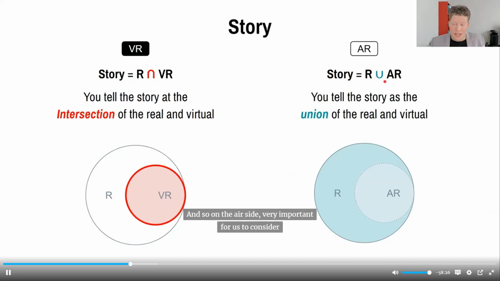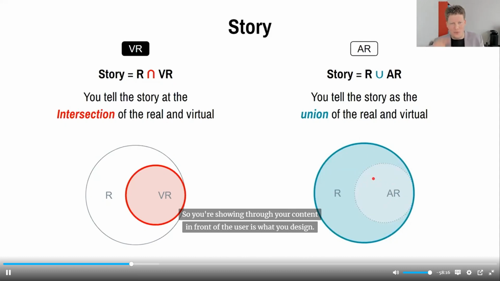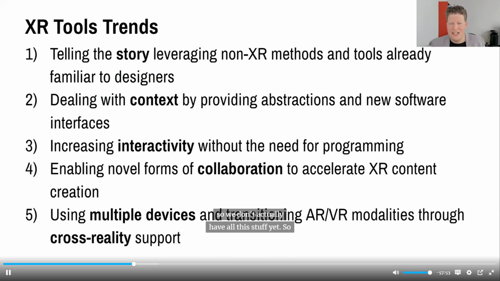And so on the AR side, it's very important for us to consider that we're actually telling the story as the union. So you showing 3D content in front of the user is what you design, and then as a designer, you don't always have control of what the physical environment of the user is like. But ultimately, that's the experience you're designing. That content appears within the user's physical world, and so it needs to map. When I showed that Pokemon Go earlier, it didn't really seem to fit well into my environment. In fact, it was hovering in front of a TV.